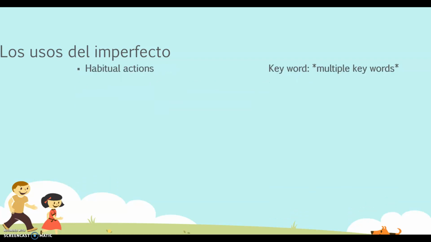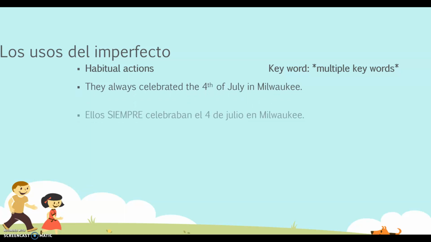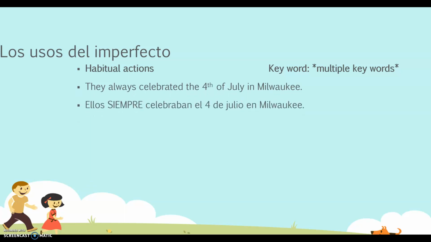We also use the imperfect tense to talk about habitual actions or things that always occurred or occurred often. There's multiple keywords for this, which you'll see in a minute. An example of this would be they always celebrated the 4th of July in Milwaukee. Ellos siempre celebraban el 4 de julio en Milwaukee.